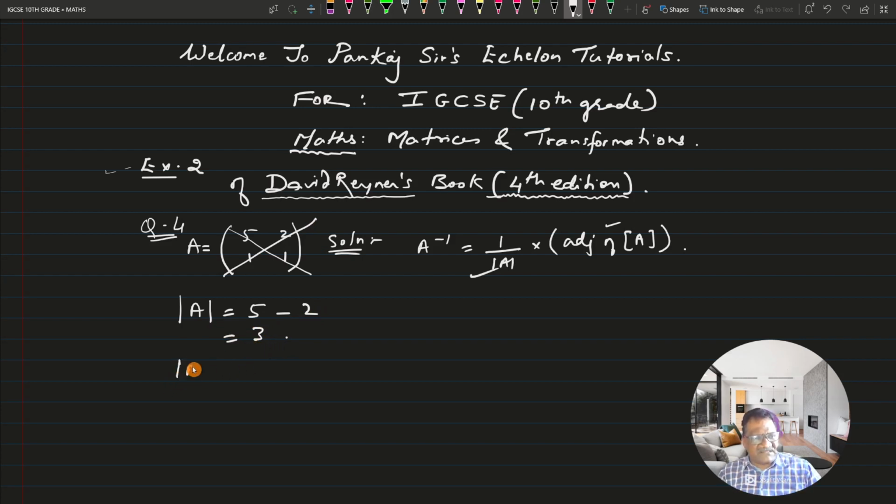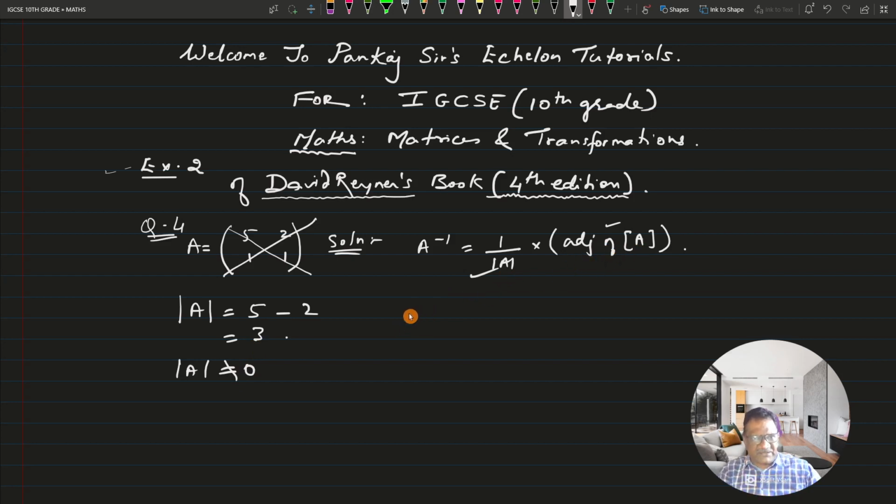Since the determinant of A is not equal to 0, its inverse will exist. This is a check you have to do first, whether the inverse exists or not. Because the determinant of A is a non-zero number, the inverse of A exists. Now we use the formula: 1 upon determinant of A, which we found to be 3, and now let us find the adjoint of A.